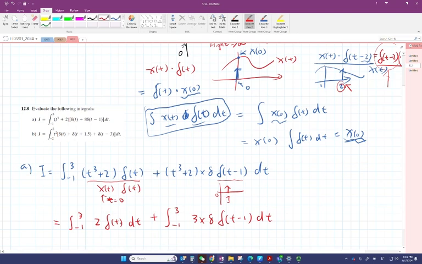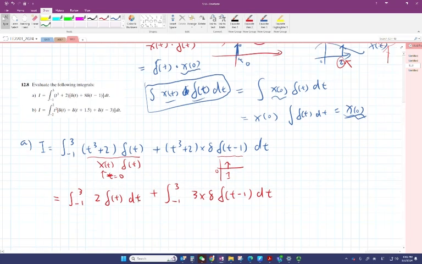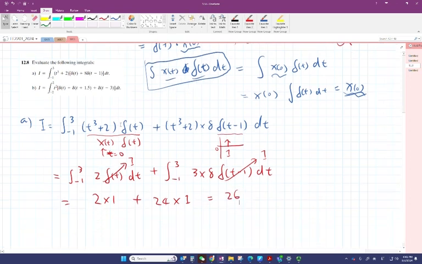Then let's evaluate these two. The location here is 0, so it's within that range. So this one becomes 1, so it's 2 times 1, plus 3 times 8 times another 1, since this is located at 1, so it's still in this range. That's 24. So we get this one equal to 26. Okay, so that's the first one.